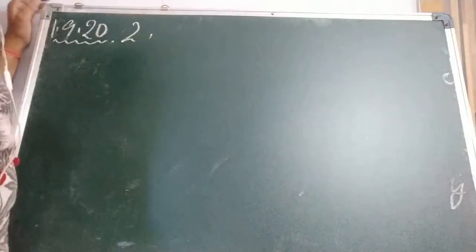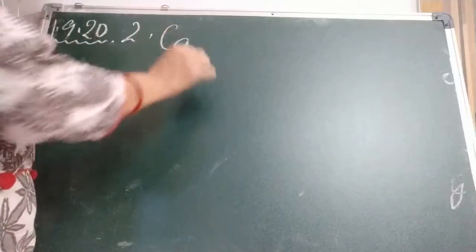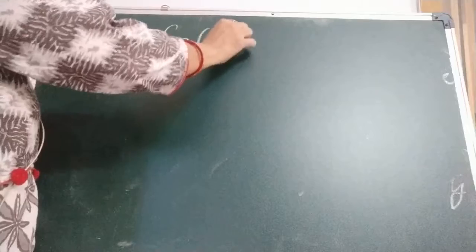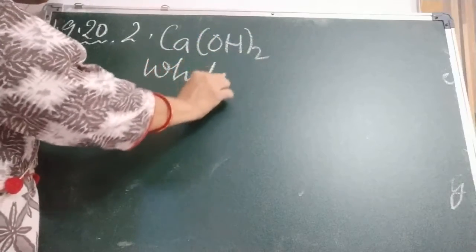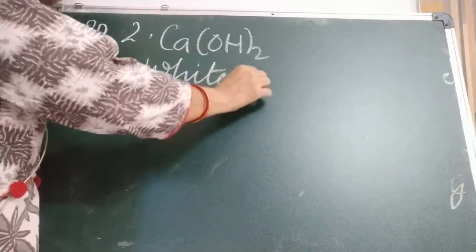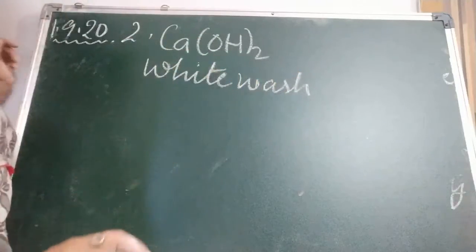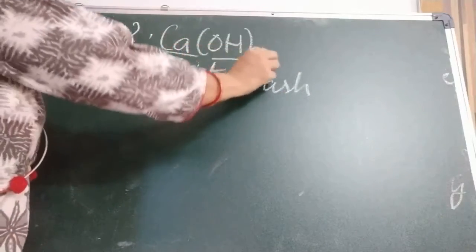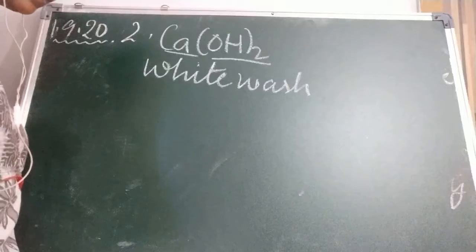Second, it is an ingredient in whitewash and mortar. Whitewash, as you all know, is calcium hydroxide. We also call it chuna patthar. We use it for whitewash. Mortar is what? A building material. In mortar we add this calcium hydroxide to give strength to the material.